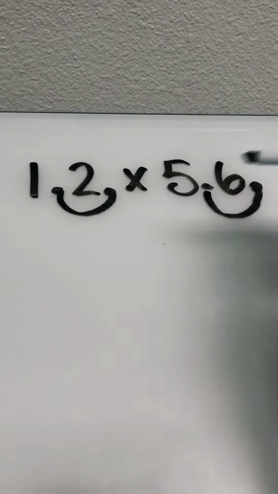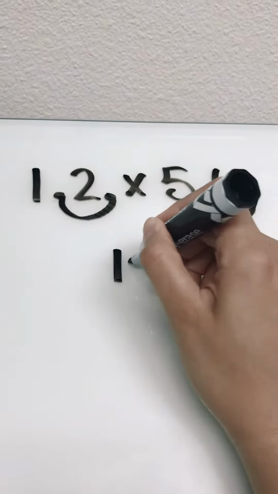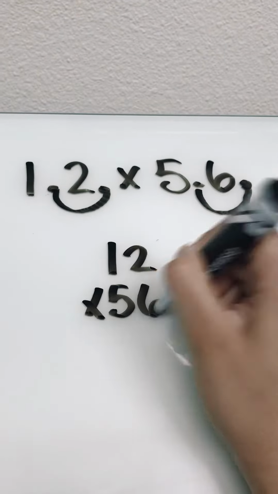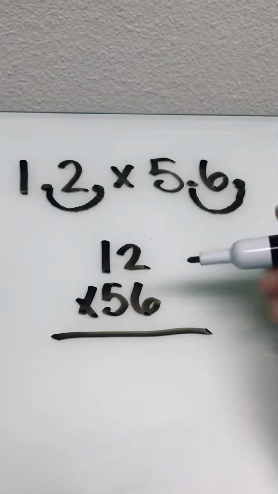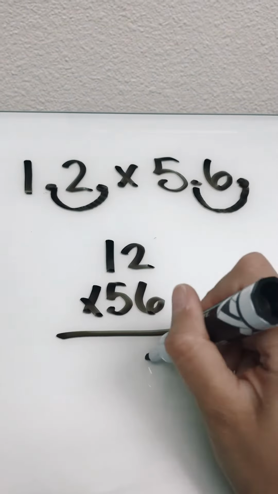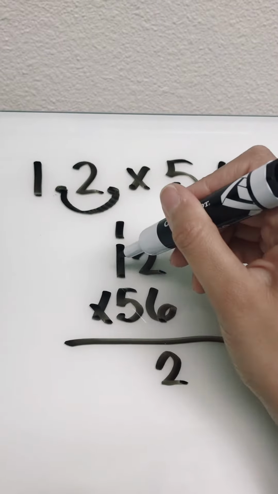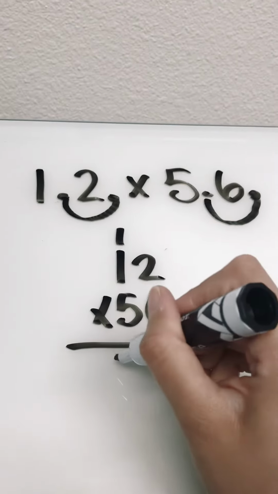So right now, I'm just going to go ahead and multiply my numbers. 12 times 56. 6 times 2 is 12. 6 times 1 is 6, plus 1 is 7.